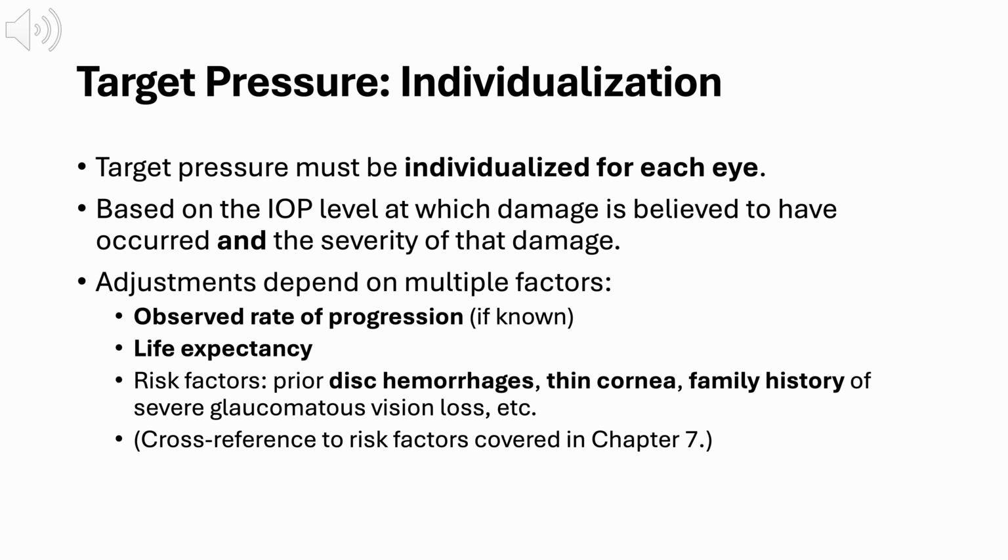Adjustments to the target depend on several factors: the observed rate of progression, if it's known, the patient's life expectancy, and their overall risk profile. Prior disc hemorrhages, thin corneas, and a strong family history of severe glaucomatous vision loss all push us towards setting a lower target. In practice, establishing an individualized target pressure is about balancing protection of vision with realistic, sustainable treatment, a theme that ties back to the broader principles discussed earlier and will carry through the rest of this chapter.